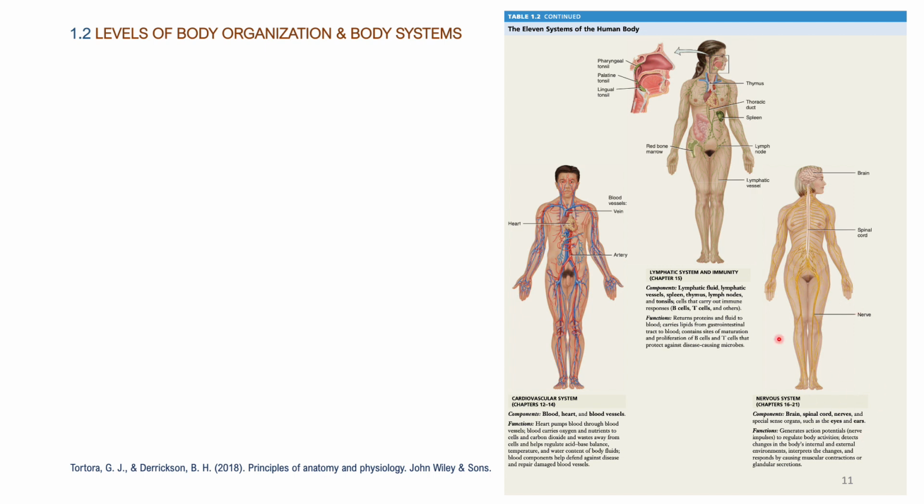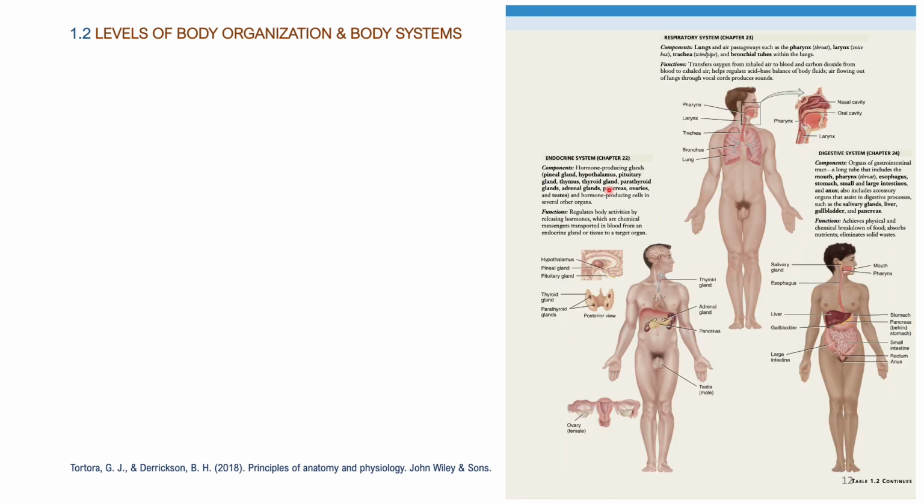The functions would be to generate the action potentials from the nerve impulses to regulate the body activities. Also detecting the changes in the body's internal and external environments, interpreting these changes, and responding through muscular contraction or glandular secretions, like when you are scared, or anxious, or threatened by a dog chasing you, running after you. This is your nervous system acting upon it.